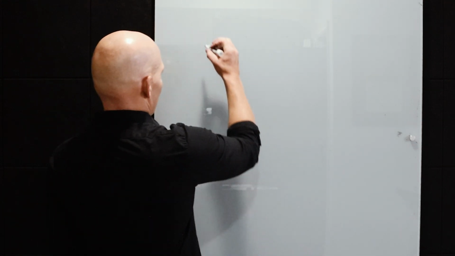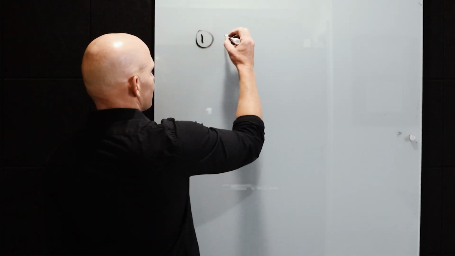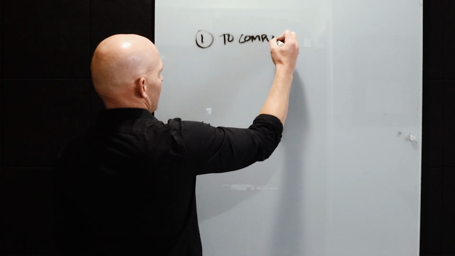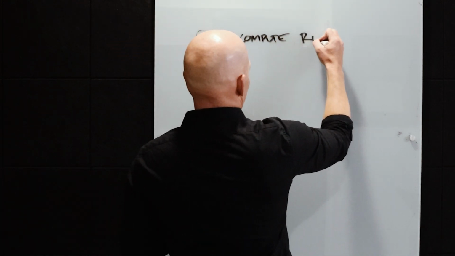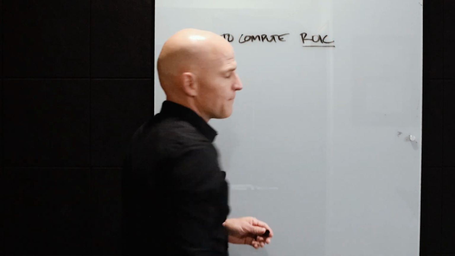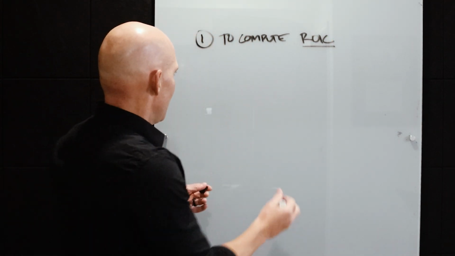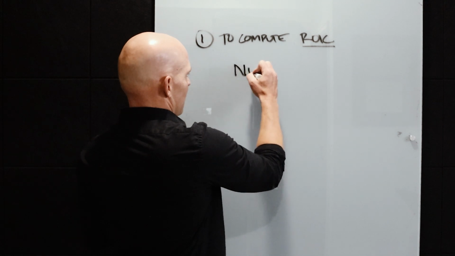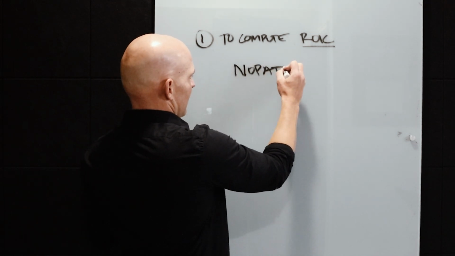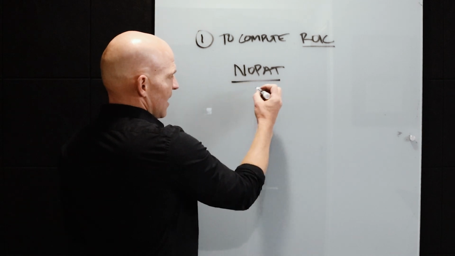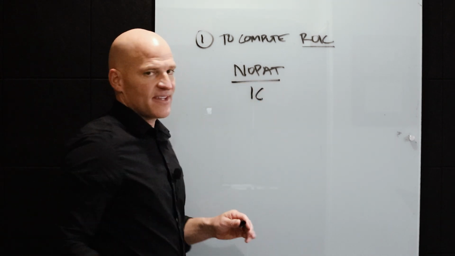Here's use case number one with working capital. And that is to compute your return on invested capital. All right, so if you're trying to figure out your return on invested capital, then you're gonna take your net operating profit after tax, okay, your profit after you pay taxes from operations, in other words, and you're gonna divide that by your invested capital.